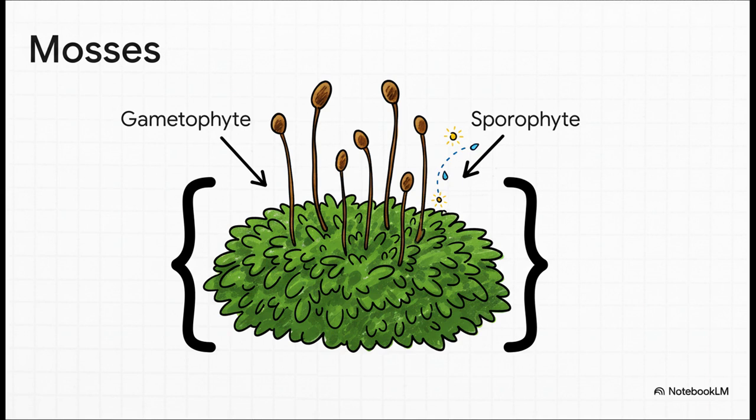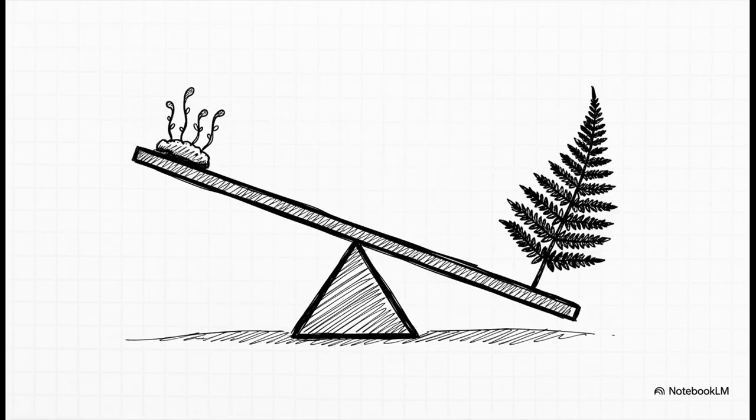And the sporophyte? Well, that's just that little brown stalk you sometimes see poking out the top. It's diploid, sure, but it's physically attached to its gametophyte parent, basically living off of it for its whole life. It's completely dependent. Okay, Act 2. The ferns show up on the scene, and now the whole power dynamic starts to flip on its head.